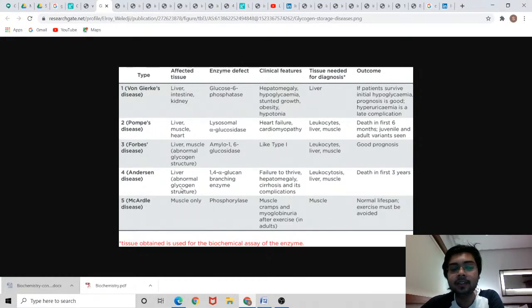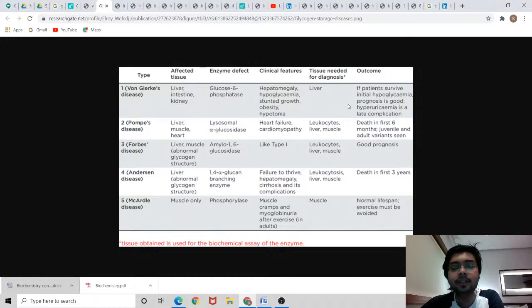Okay, so Anderson: liver. McArdle: muscle. Forbes: liver and muscle. In Pompe's, there was liver, muscle and heart. In von Gierke, liver, intestine, kidney. So basically these are the basic things you should know.